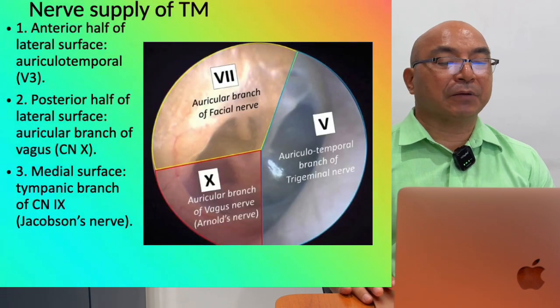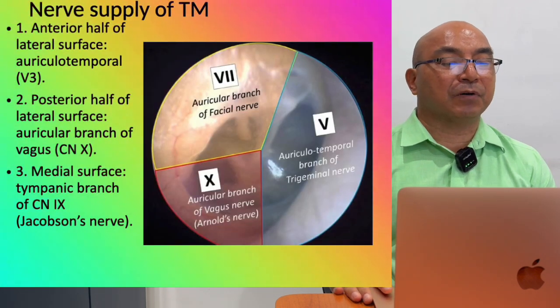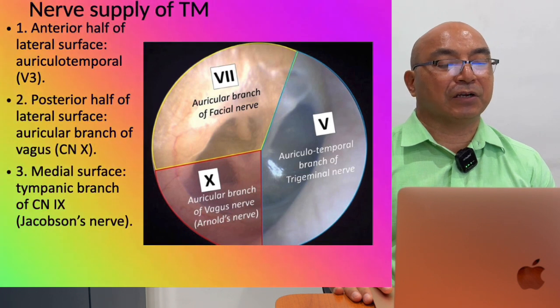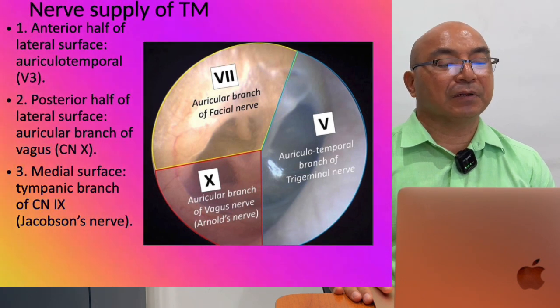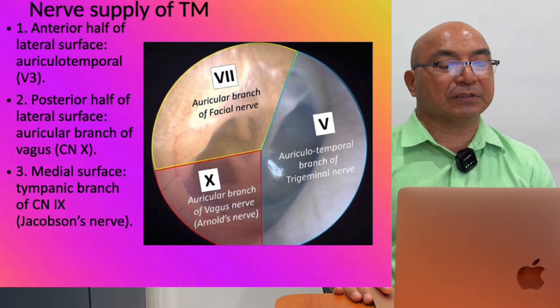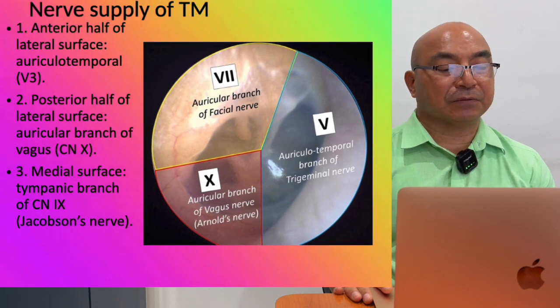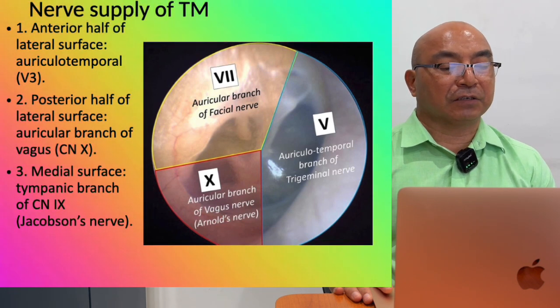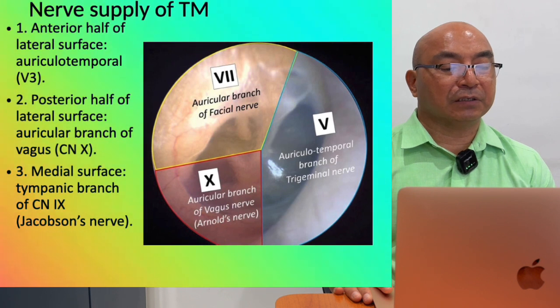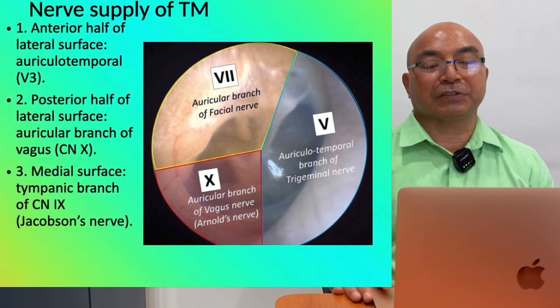Now, the nerve supply of the tympanic membrane: the anterior half of the lateral surface is supplied by the auriculotemporal nerve, the posterior half of the lateral surface by the auricular branch of the vagus, and the medial surface by the tympanic branch of the ninth cranial nerve, that is Jacobson's nerve.